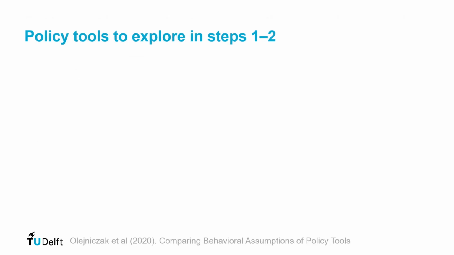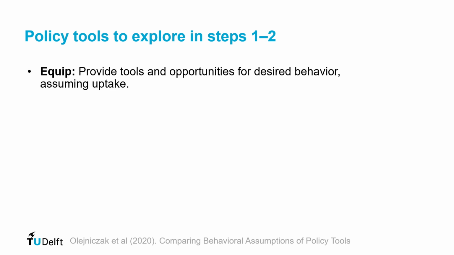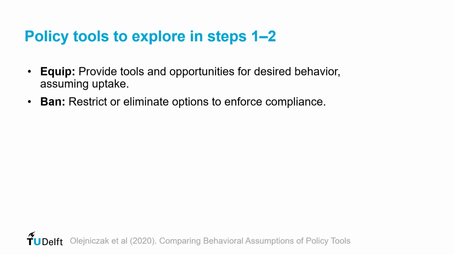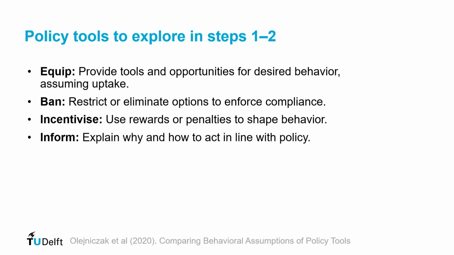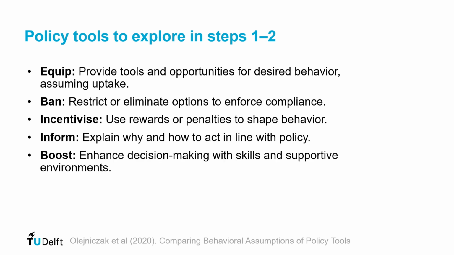Examples of means or policy interventions to consider in your problem exploration, steps 1 and 2, are: equip, providing tools and opportunities for the desired behavior, assuming uptake; ban, to restrict or eliminate options to enforce compliance; incentivize, which is actually the means that we are using, like using rewards or penalties to check behavior; inform, to explain why and how to act in line with policy; boost, to enhance decision-making with skills and supported environments; and nudge, to guide choices via intuitive cues without restricting options or altering incentives.